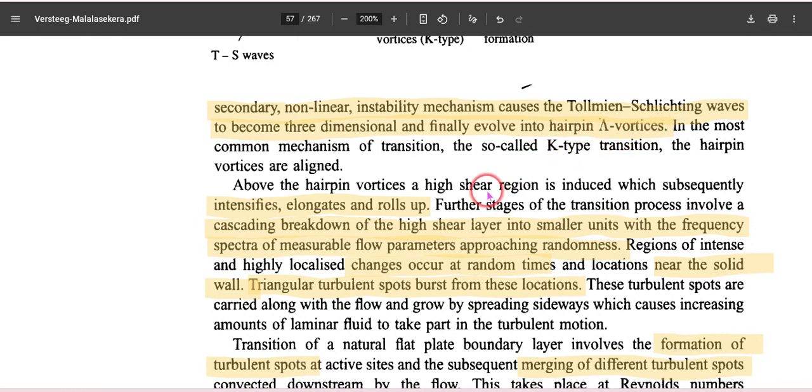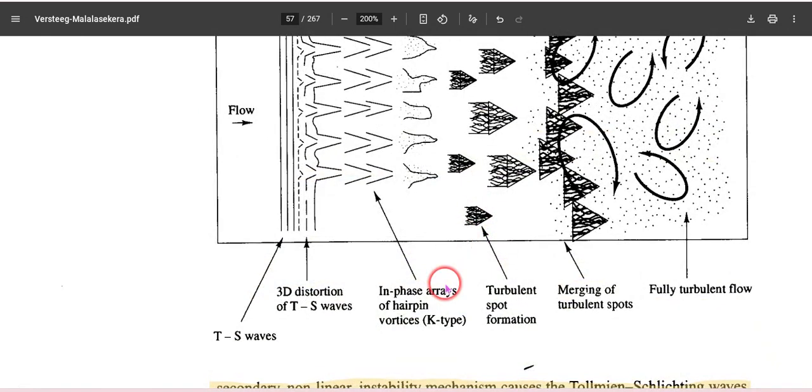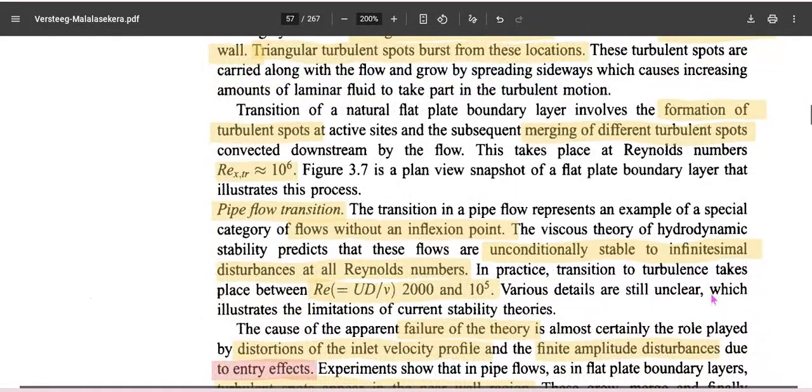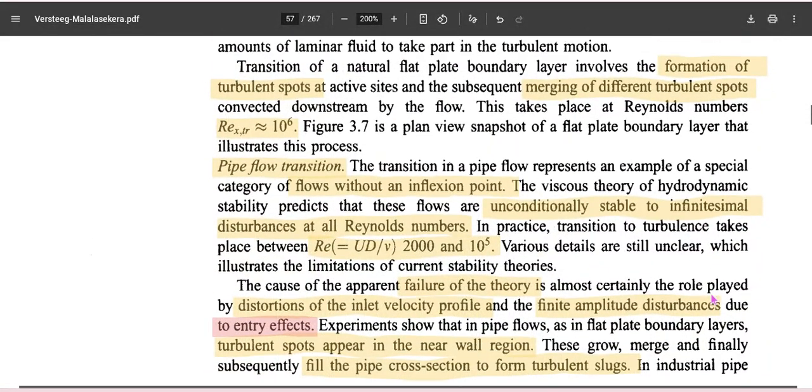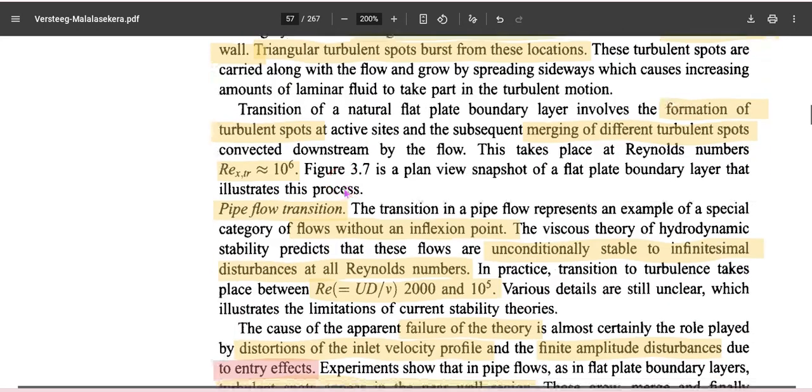These hairpin vortices, going further downstream, have a clear pattern called K-type vortices. These K-type vortices are then similar to the previous case. There will be some merging of these vortices, and then it becomes a fully turbulent flow. This transition happens around a Reynolds number of 10 power 6, and the critical value is 1000.